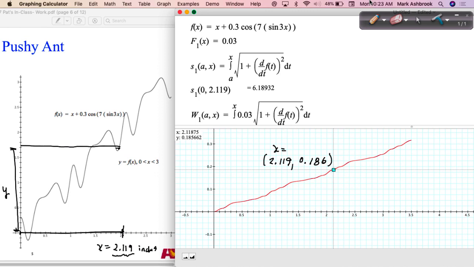Somebody knew. Yeah, Oren. So after 2.119 inches of horizontal distance, work accumulated has been 0.186 newton. Good. So when the ant has covered 2.119 of horizontal change, horizontal distance, which includes all this up and down squiggle like this, or 6.189 of actual distance traveled, gets to 2.119 horizontally, x, then his accomplished work along the path was 0.186.